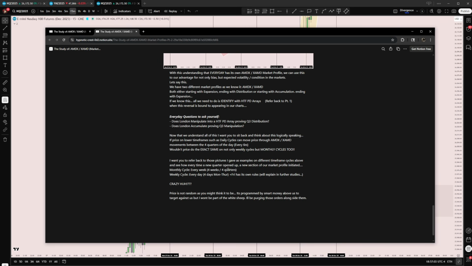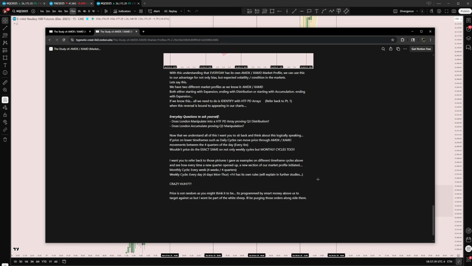I want you to refer back to those pictures I gave as examples above on the spreadsheet. The Notion link will be in the description if you guys want to refer back to it. On different time frame cycles above, see how every time a new quarter opened up, a new section of our market profile initiated. Meaning on the monthly cycle, there's 4 weeks. Every week has its own quarter. On the weekly cycle, there's every day. Now there are 5 days of the week, but Monday to Thursday, the first 4 days, are considered the 4 quarters, Friday having its own set of rules.